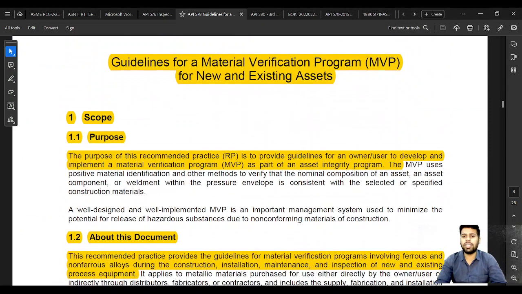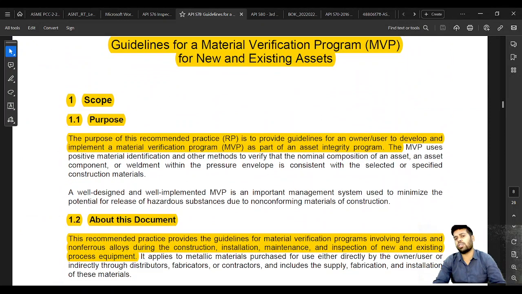So first, we already know that the first section is always going to be scope. The purpose of this recommended practice is to provide guidelines for owner users to develop and implement a material verification program as a part of an asset integrity program. So it is the responsibility of the owner or user to develop a material verification program as recommended by 578 for their asset integrity programs.